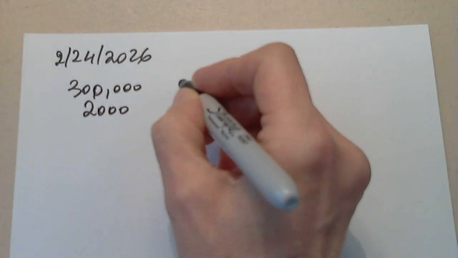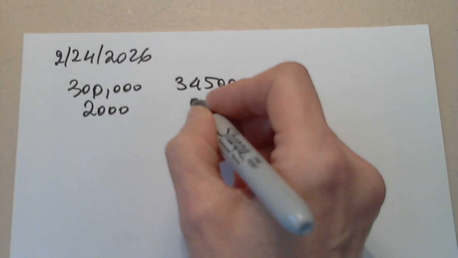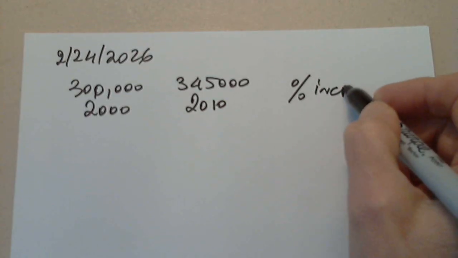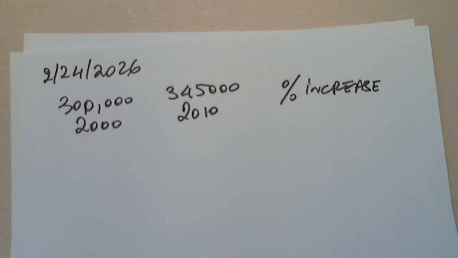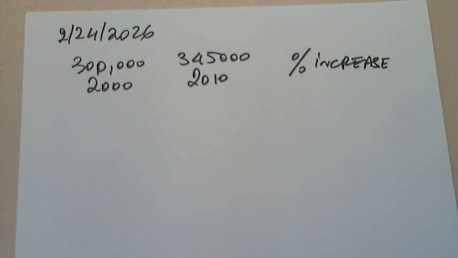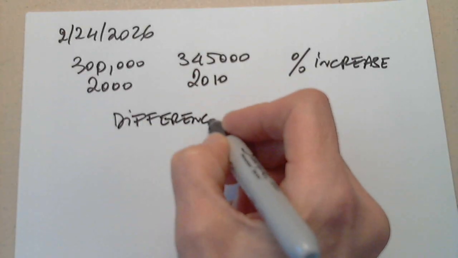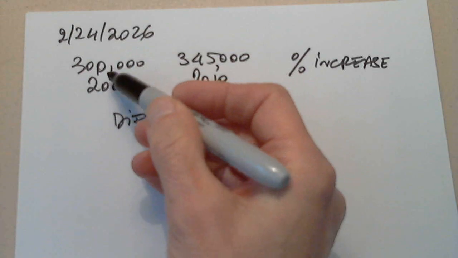300,000 in 2000, and we have 345,000 in 2010. They want us to find the percent increase in the city's population from 2000 to 2010. Okay, perfect. So first of all, what is the difference? The difference is 345,000 minus 300,000.